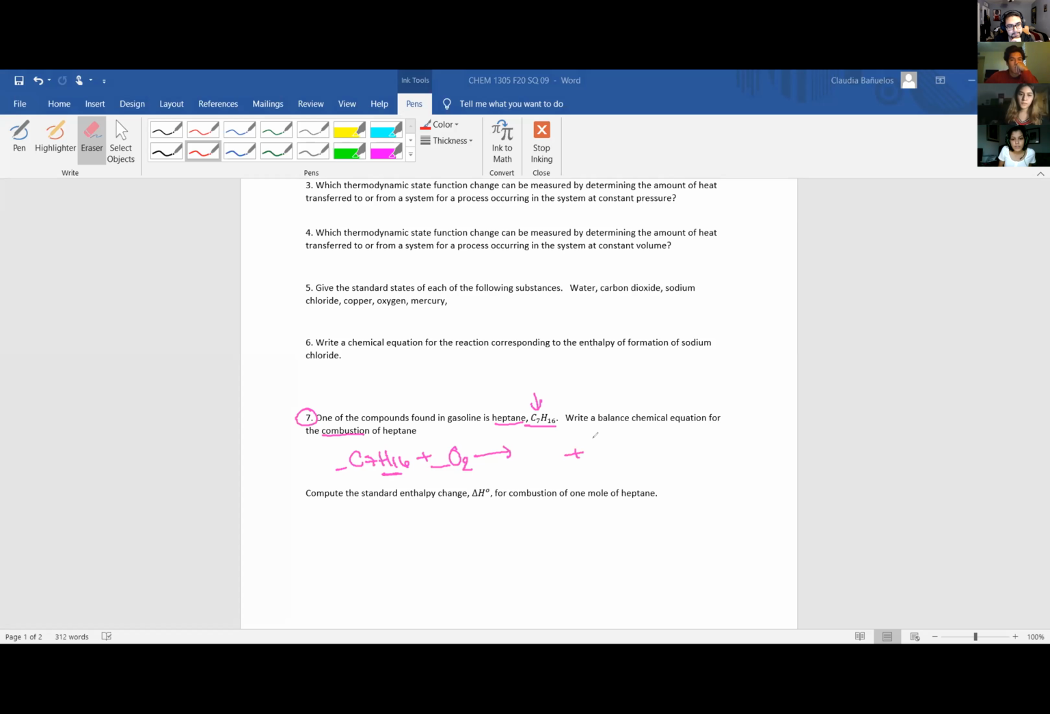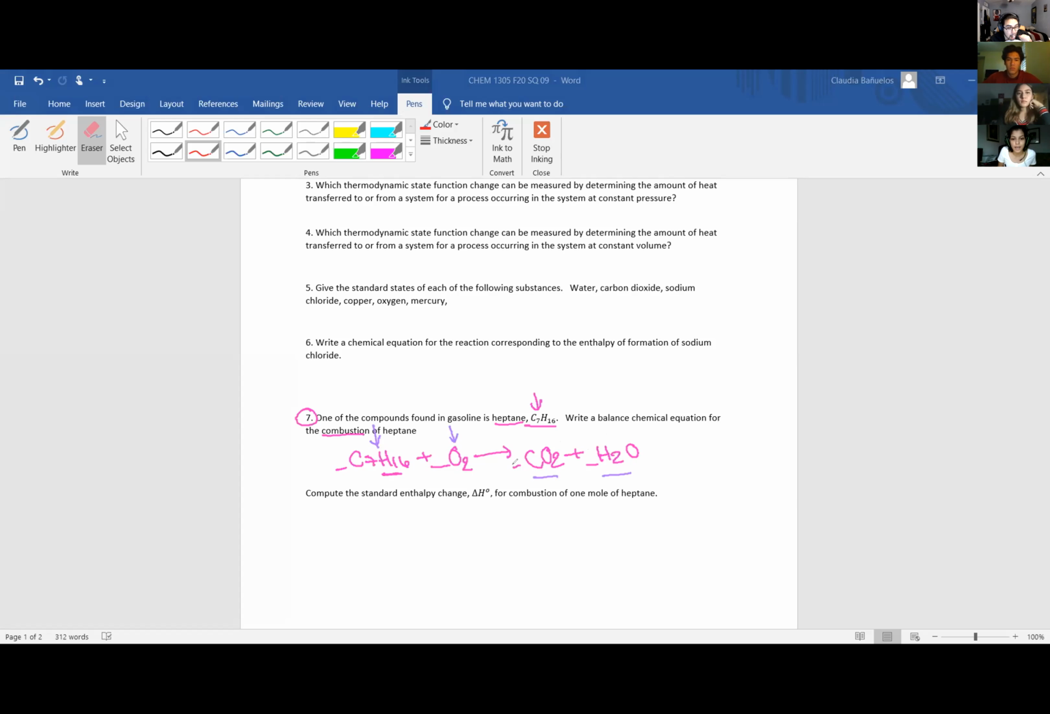So then of course you're gonna get water. And what else are you gonna get? CO2. Exactly. So for combustion reactions, just remember that you're always gonna have an alkane and you're always gonna have oxygen gas, and that will always yield carbon dioxide and water. Now from here, you just kind of have to balance it out.